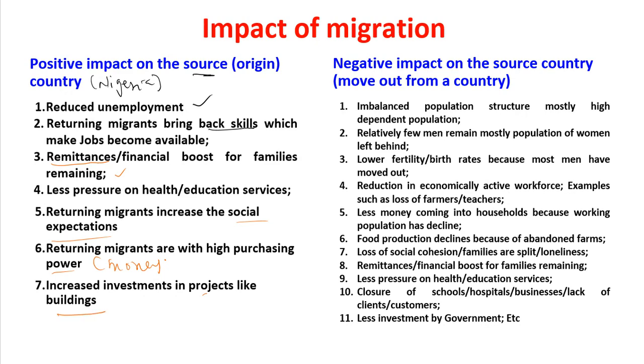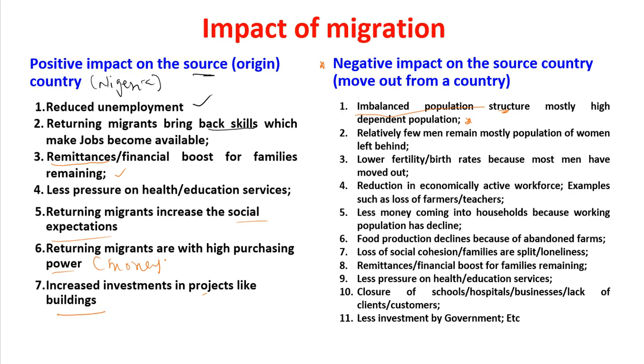Now, what are the negative impacts on the source region? People living in Nigeria face a lot of negative impacts, and one of them is that it will cause an imbalance in population structure. Mostly the high dependent population will be left behind. That means mostly the old and young people will be left behind, while the economically active people would have migrated.